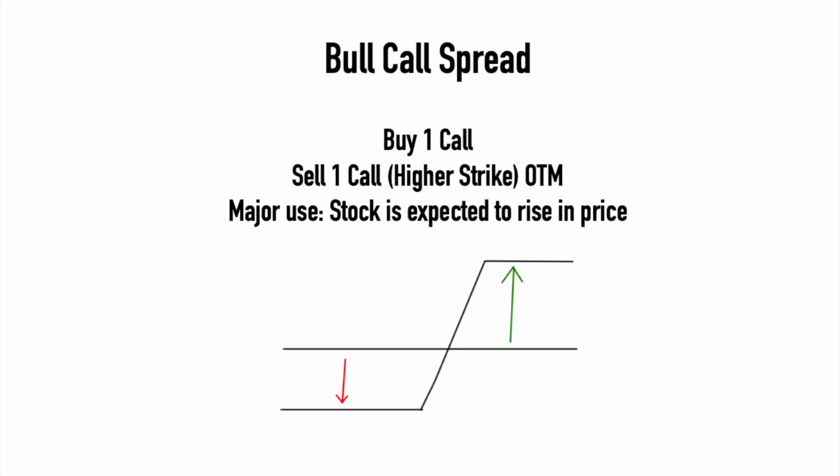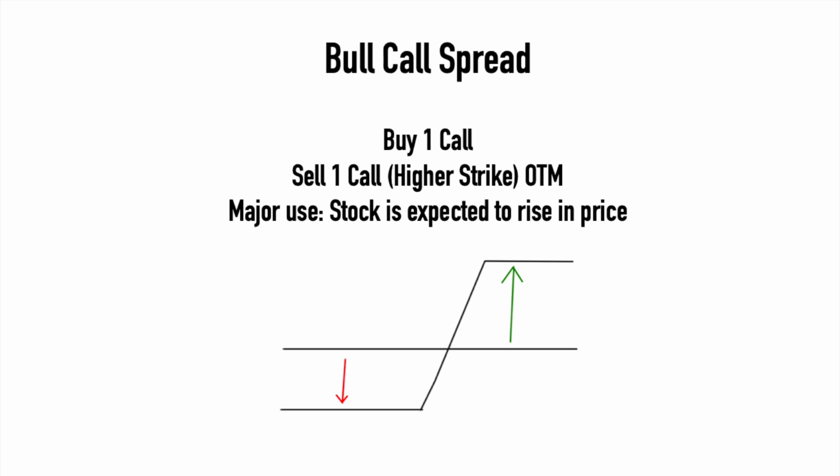A bull call spread is created by buying a call option and selling another call option out of the money at a higher strike price. This gives the investor gain on any movement up, but not past that second call option. So there is a limited spread where the investor will profit, and beyond that, it just hits a wall. And what this higher call option does is provide the funds, or some of the funds, to be able to buy that lower strike price call option.